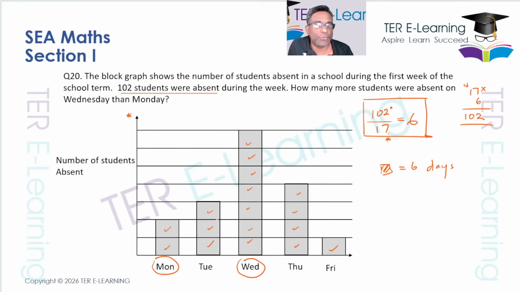Now the first thing we're going to do, the difference between Wednesday and Monday is on Monday you have 2 blocks here. And on Wednesday we have a total of 1, 2, 3, 4, 5, 6, 7. You have 7 blocks here. So the difference between the 2 is going to be 5 blocks. So the answer is going to be 5 multiplied by the value of 1 block, which is 6 by 5 is 30. So that's the answer there. It's going to be 30.